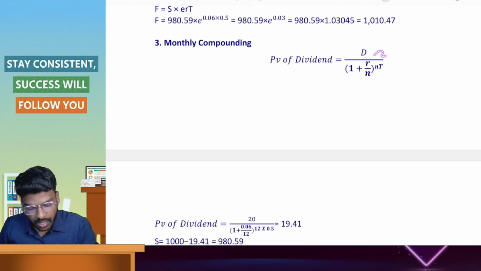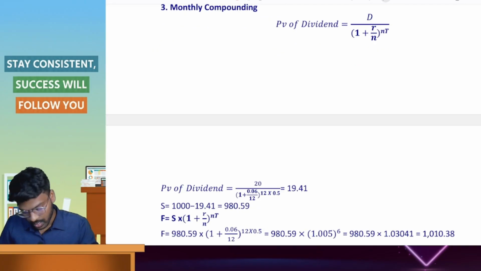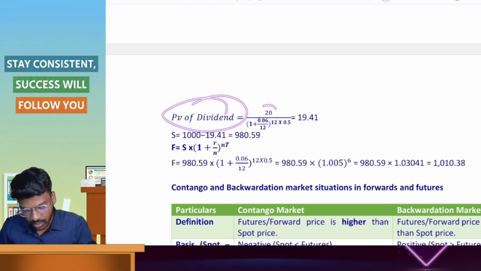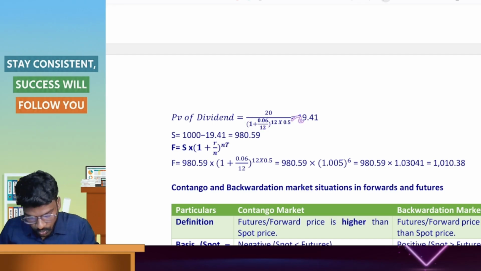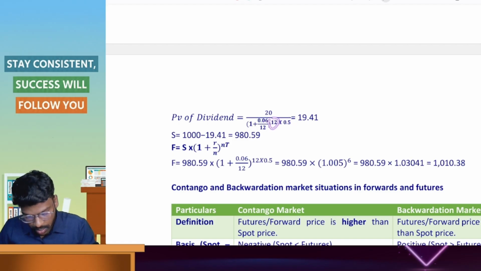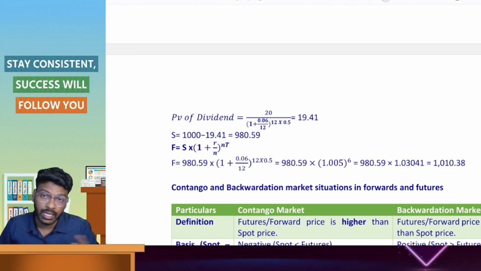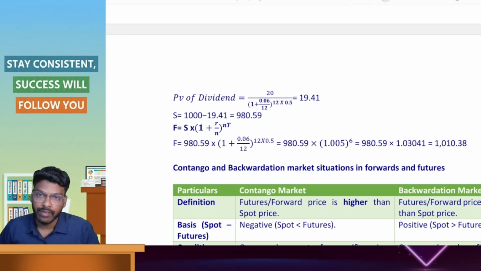In case of monthly compounding, the present value of dividend will be calculated using D divided by 1 plus R divided by N, whole power N into T. So the present value is calculated using 20 divided by 1 plus R, which is 0.06 divided by 12. That is the number of months, 12 months. We will be converting this into a 1 month period. So we raise the value to the power of number of compounding periods, that is 12 months into 0.5. This will give you a 6 month period. By taking this, we will get a value of 19.41.